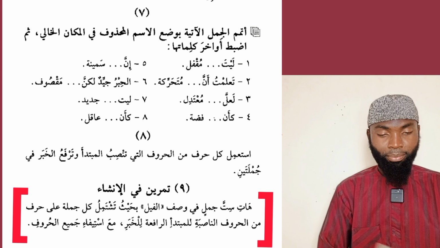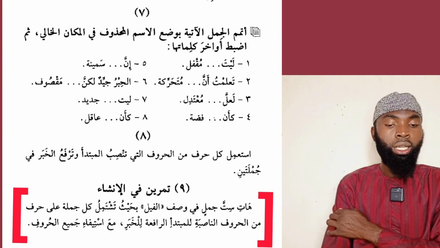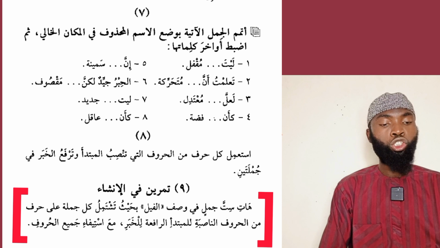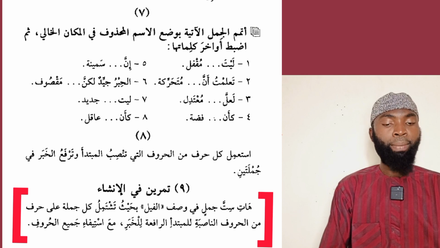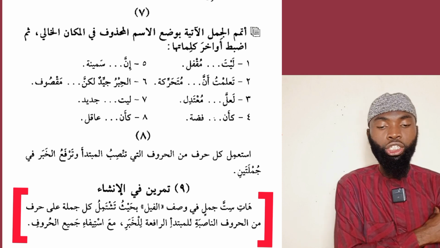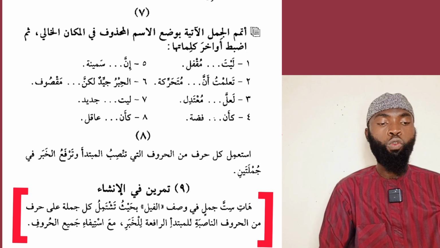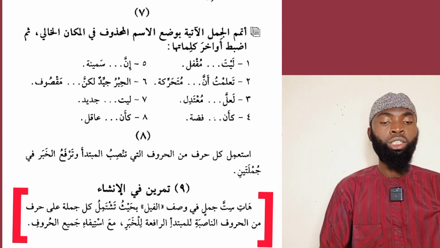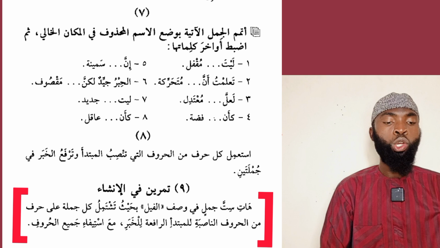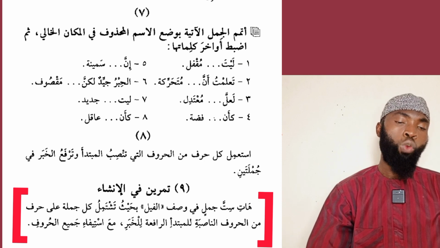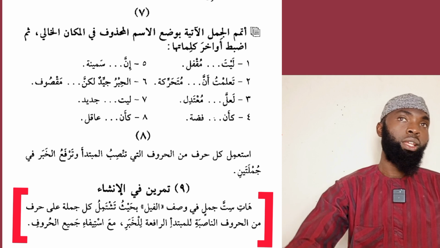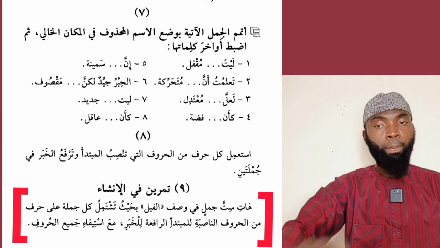Now, the next exercise instruction says tamrinun fil insha, exercise on composition. The instruction says hati sitta jumalin. Form six sentences fi wasfil fil. These sentences should be describing an elephant, making sure that each of these sentences is made up of a particle among the particles which put the mubtada into fatha and the khabar into dhamma. Ma astifa jamil huruf, and make sure you use all of the particles.